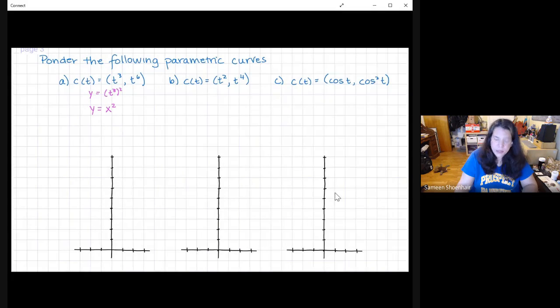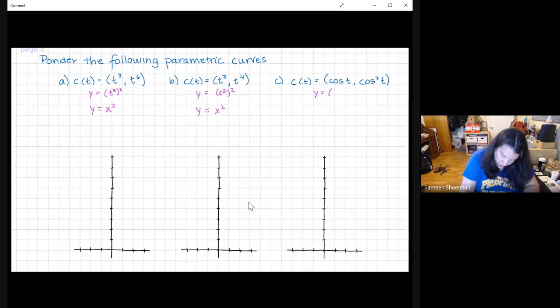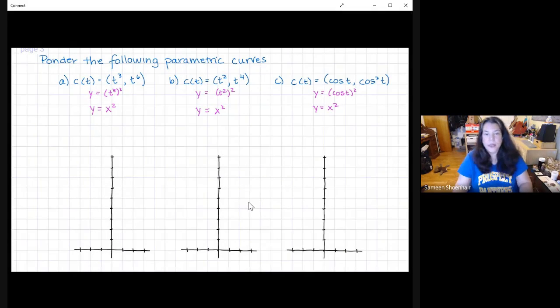And you can see that we have the same kind of thing happening on all of these. y is equal to t to the fourth on part B, but that's t squared squared. If x is equal to t squared, then again, this is y equals x squared. And we're going to have the same thing over here. y is equal to cosine t squared, but if x is equal to cosine t, then we can also say y is equal to x squared.